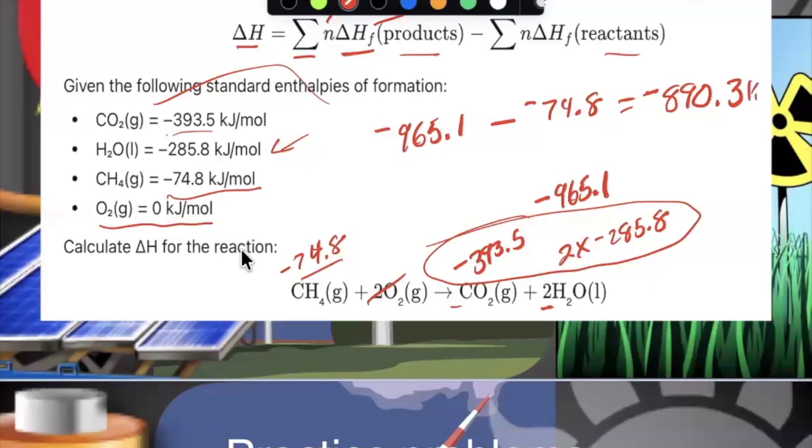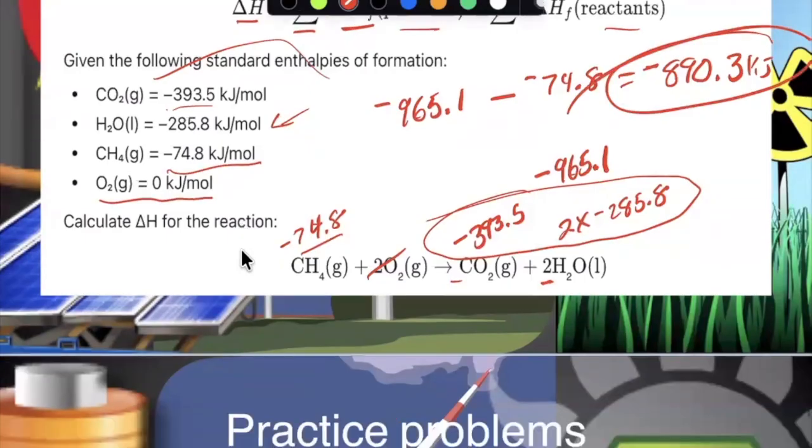And this is in kilojoules. So if for some reason your question asks for something like joules, make sure you convert it.